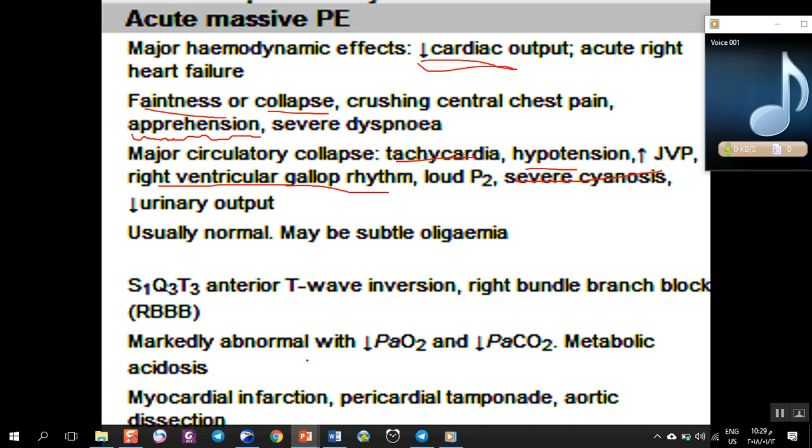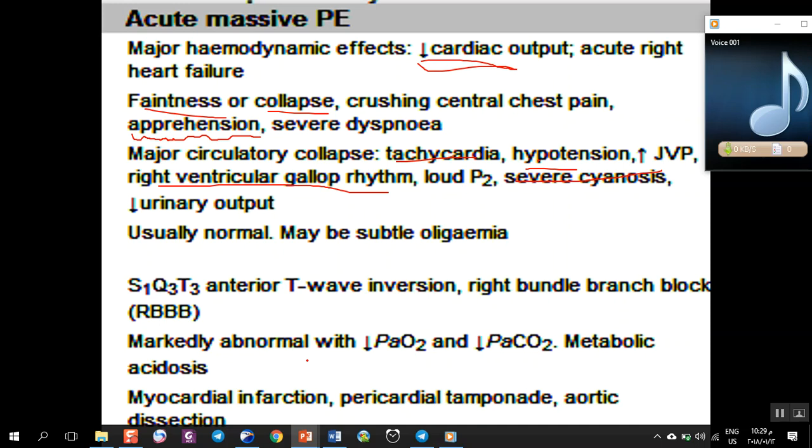Decreased tissue perfusion by any cause: hypovolemia, anaphylaxis, sepsis, cardiac shock, results in decreased perfusion of the organs. So the kidney will stop, the lung will stop, the heart will be affected. There will be tachycardia and hypotension, and a confusional state. The patient is unconscious or confused. This is a high sign of massive embolism.